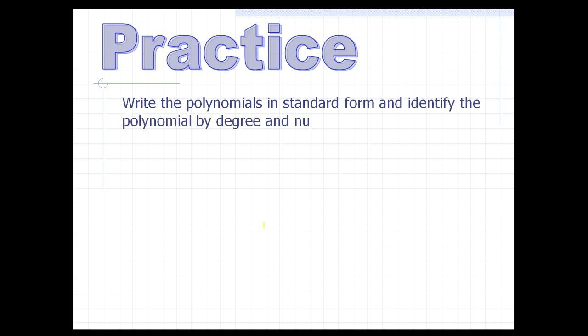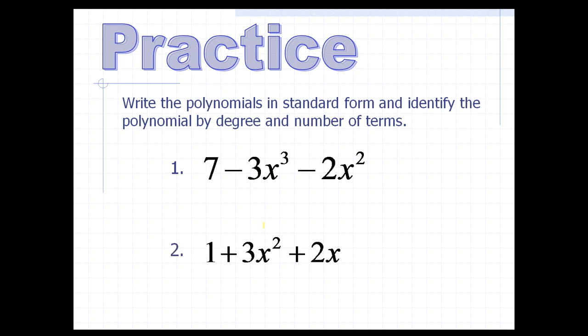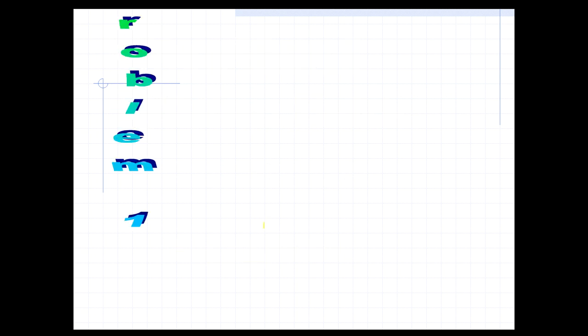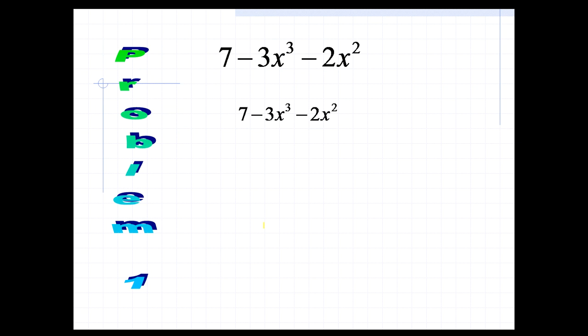Let us now practice some questions. Write the polynomials in the standard form and identify the polynomial by the degree and the number of terms. So if these are our questions, let us see the solutions. In the first case, we will write it in the standard form first and we rearrange the terms. The first term with the highest degree, minus 3x cubed, then minus 2x squared, and then plus 7.